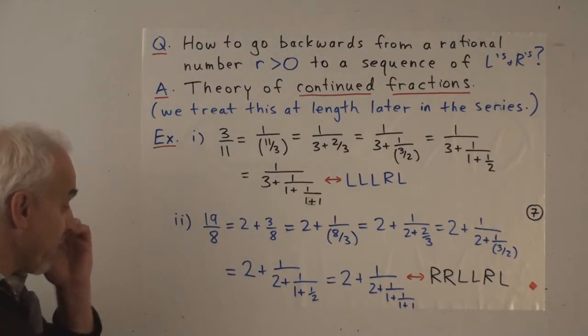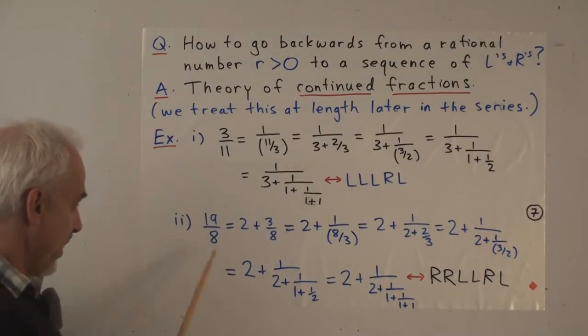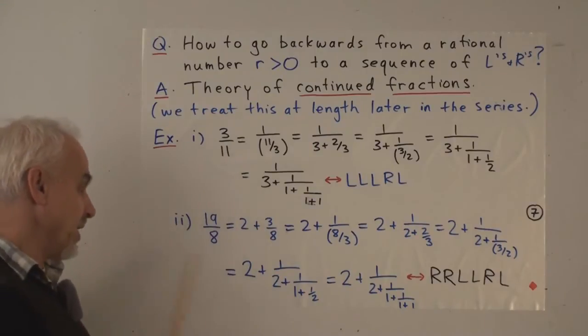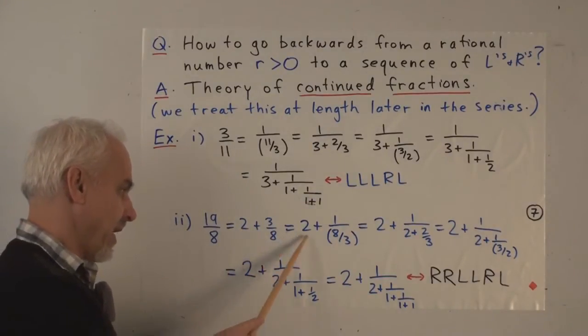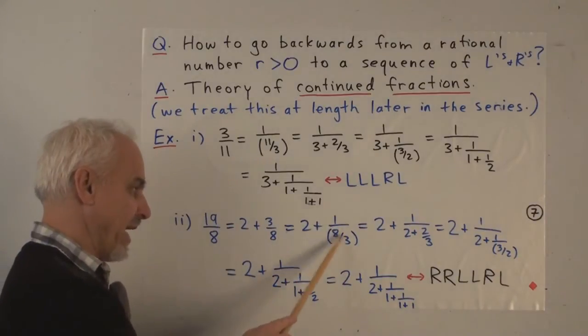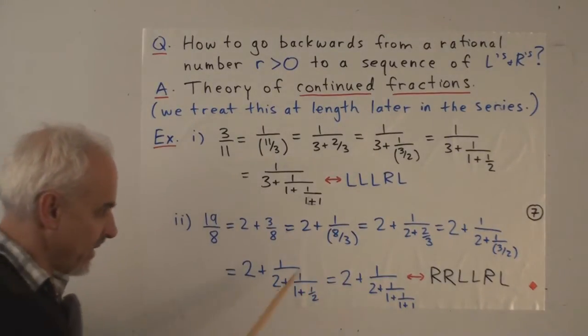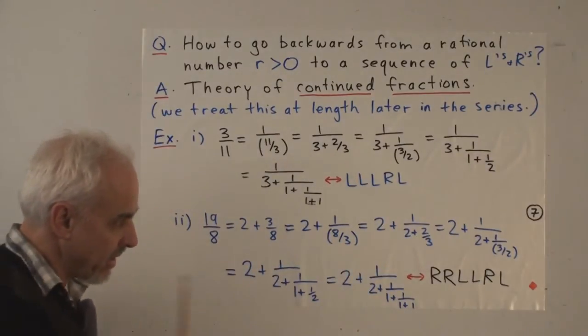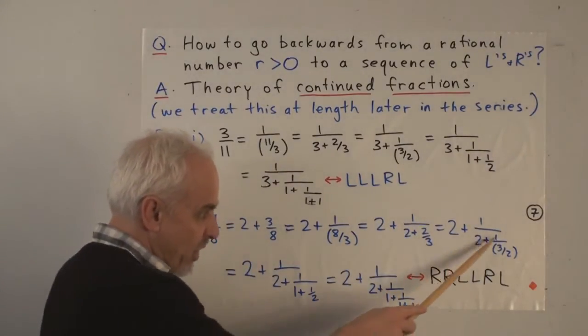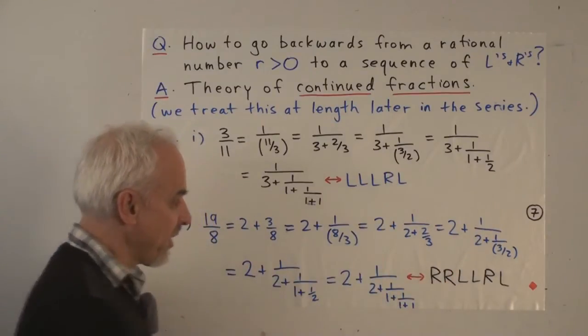How about 19 over 8? Well, this is already bigger than 1, so we can just write it as a mixed fraction, 2 plus 3/8, which we'll write as 2 plus 1 over 8 over 3. This 8 over 3 can now be rewritten as 2 plus 2/3. The 2/3 rewritten as 1 over 3 over 2, just like we did over here.